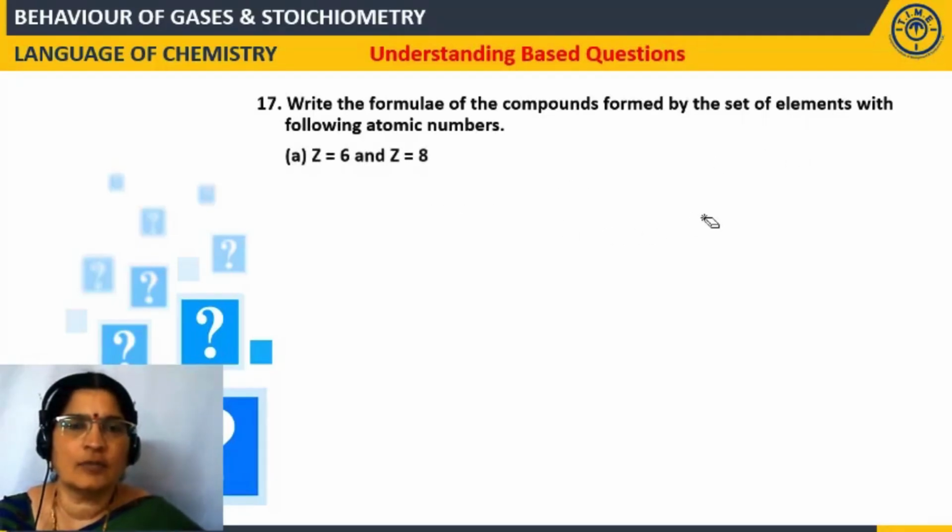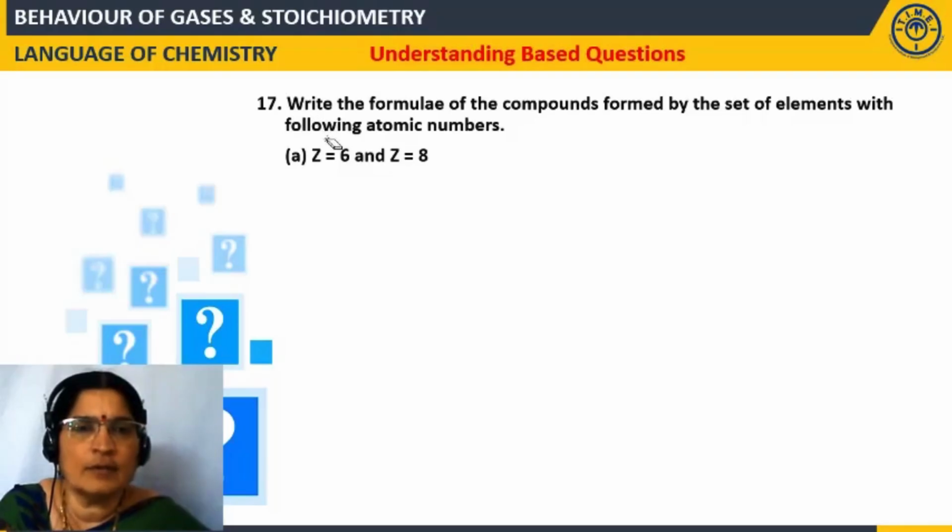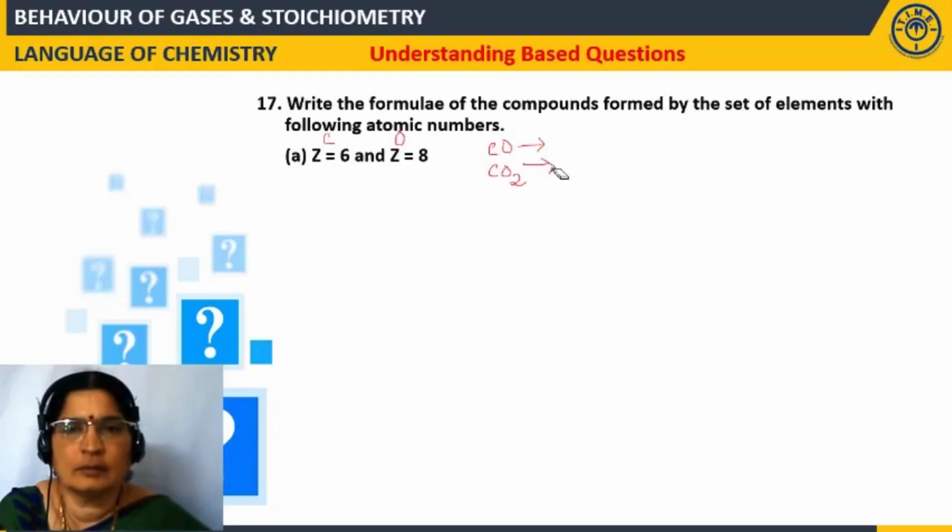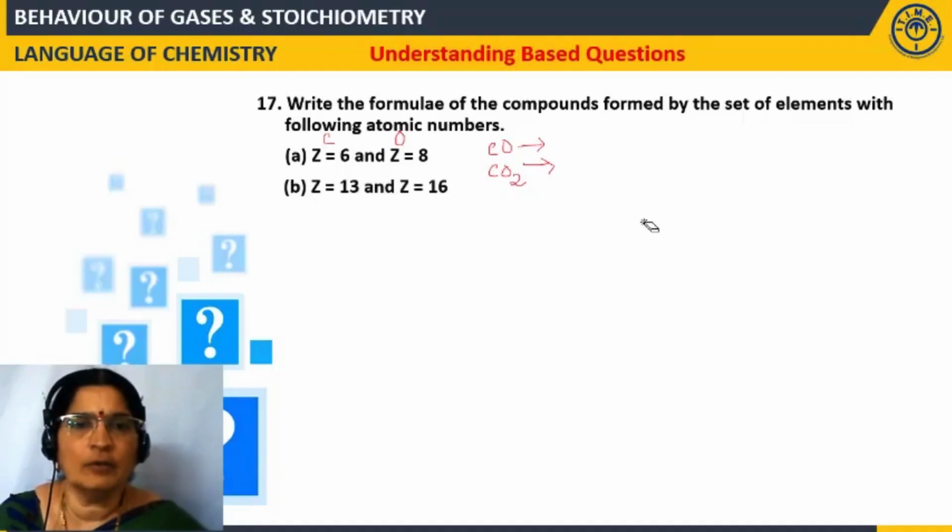Write the formula of the compounds formed by the set of elements with following atomic numbers. Let us see each set. Z is equal to 6 and Z is equal to 8. You know that Z is equal to 6 corresponds to carbon, Z is equal to 8 corresponds to oxygen. So, you get CO, CO2. Carbon monoxide, carbon dioxide.